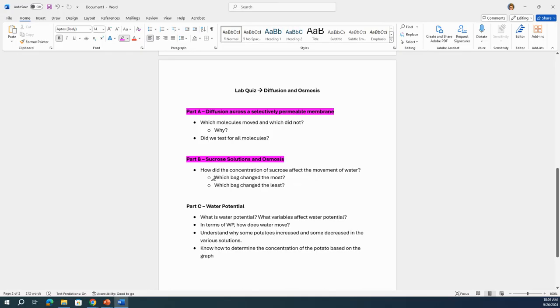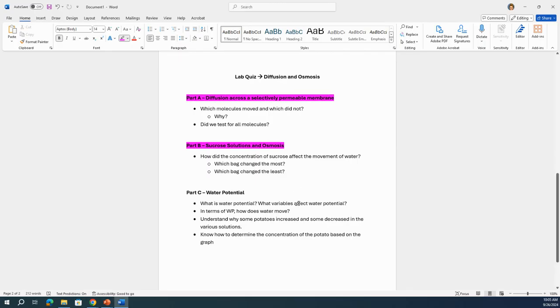So you need to understand which bag changed the most and why, which bag changed the least and why. You did measure in percent change in mass, so those are the values that you're basing that off of. Since they weren't all the same to begin with, we need to do a percent change. And so just understand the movement of water based on different concentrations of solute.